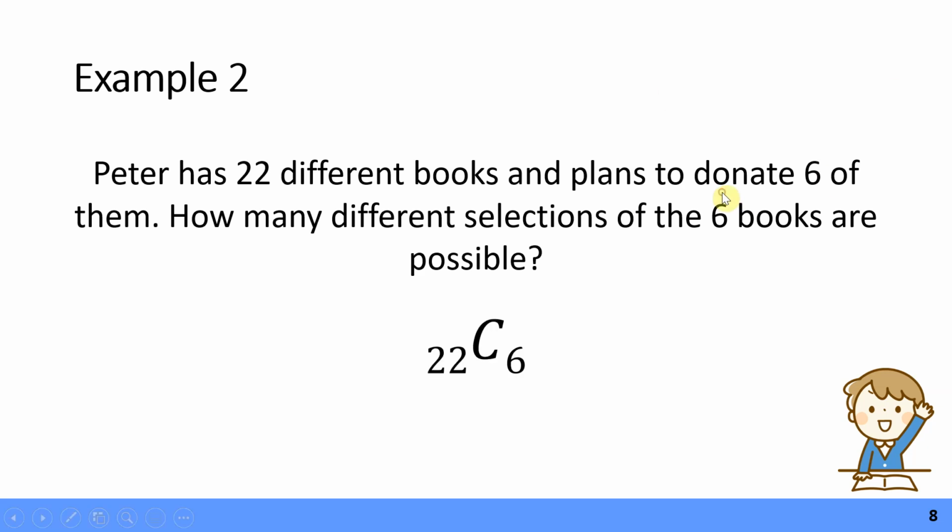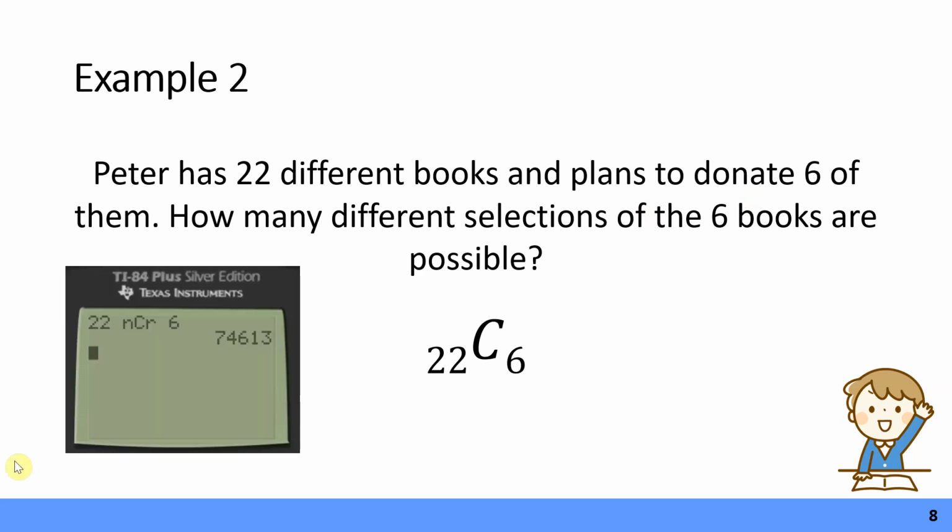And since order does not matter, this is how we know that this is going to be a combination problem. So all we have to do is set this up as 22 combination 6, because we're just choosing 6 books and all 6 books are going to be donated. Take out your calculator, input this in, and that means that there are 74,613 different ways that Peter can donate 6 books. So that's pretty crazy. But again, just make sure you read the problem, ask yourself, is this a combination or permutation? Set it up and then just calculate it. That's all you have to do.